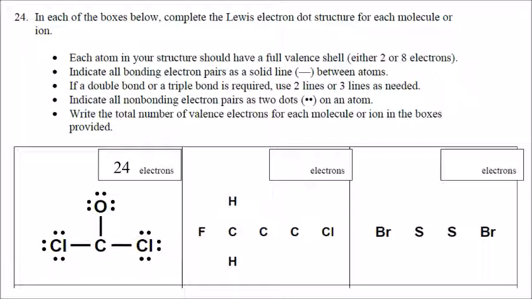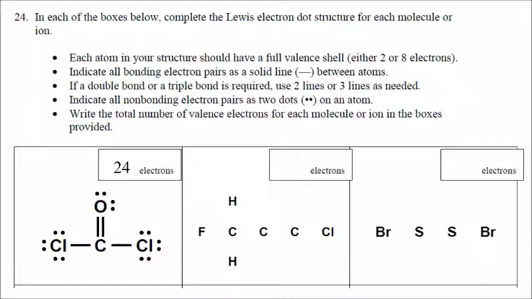It is more likely that oxygen forms a double bond than chlorine. So let's go ahead and make the double bond by taking a pair of electrons off the oxygen and making a double bond. Now every atom has a complete octet.